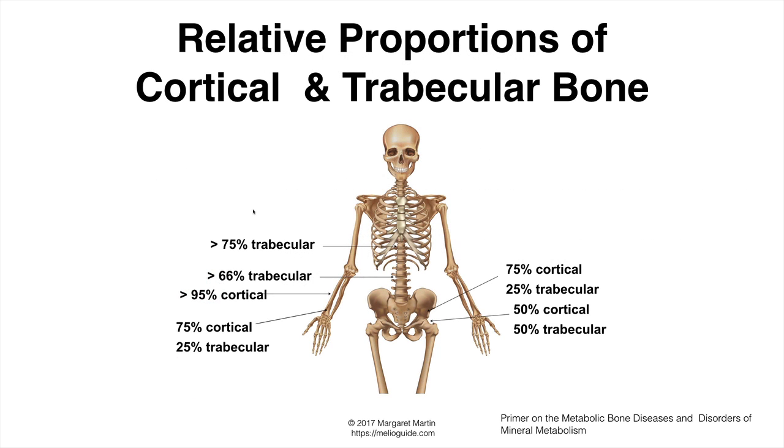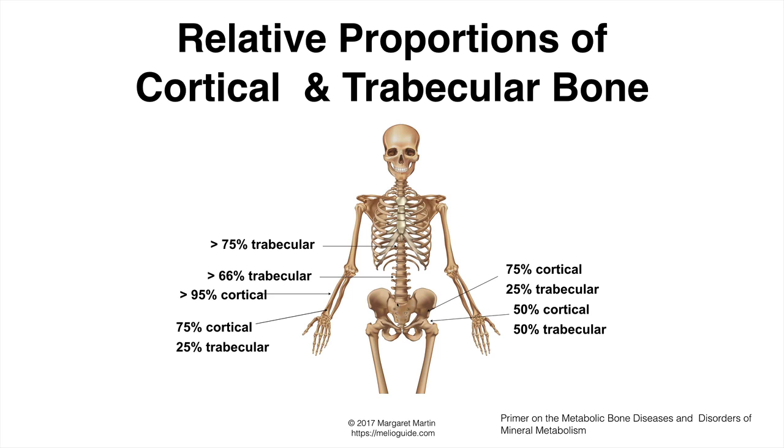So here you see a skeleton demonstrating the relative proportions of cortical and trabecular bone. As you can tell at the top, the area of the thoracic spine, or mid-back, has one of the highest areas of your body of trabecular bone, or soft bone. As you get lower down into the spine, there's a little lower percentage of trabecular bone, but still quite high in comparison to other parts of the body.